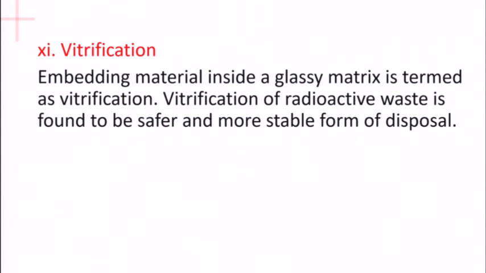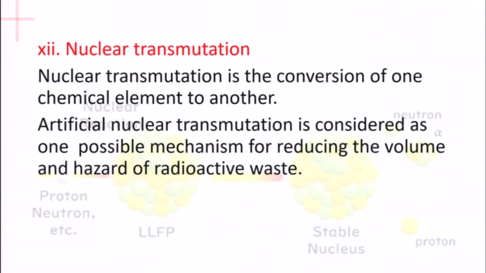Embedding the material inside a glassy matrix is termed as vitrification. When we do vitrification of the radioactive waste, it is found to be the safest and most stable form of disposal. Next, coming to nuclear transmutation. Nuclear transmutation is the conversion of one chemical element to another. Again, it is a very good method for disposing of radioactive waste.